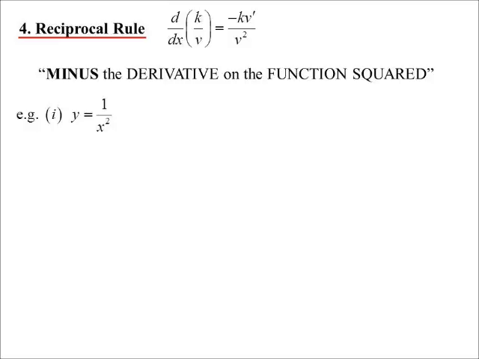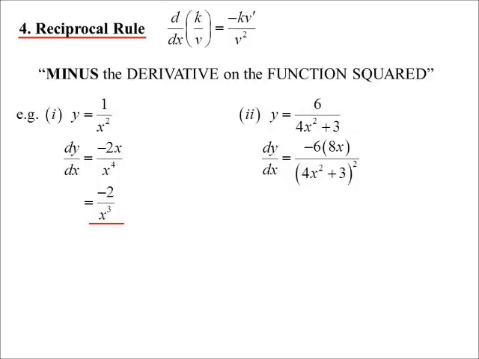So 1 on x squared. Yes, I could change it to x to the minus 2 and do it that way. But I can just go, minus the derivative on the function squared. Minus 2x on x to the 4, x's cancel. Minus 2 on x cubed. If it's a 6 on the top rather than a 1, I still do minus the derivative, but I multiply by the constant. So minus the derivative is 8x on the function squared, minus 48x on (4x squared plus 3) all squared. Reciprocal rule. Minus the derivative on the function squared.